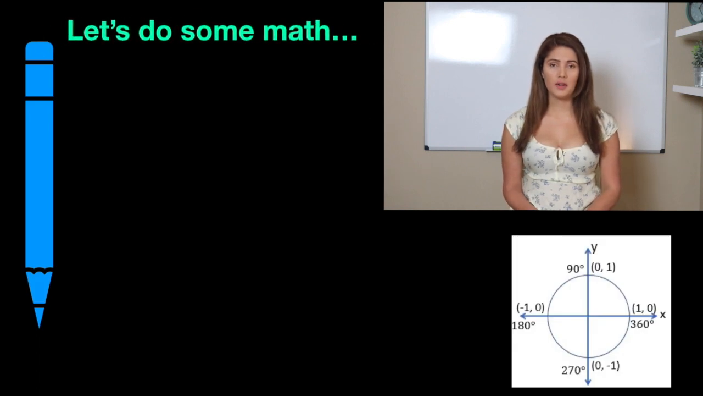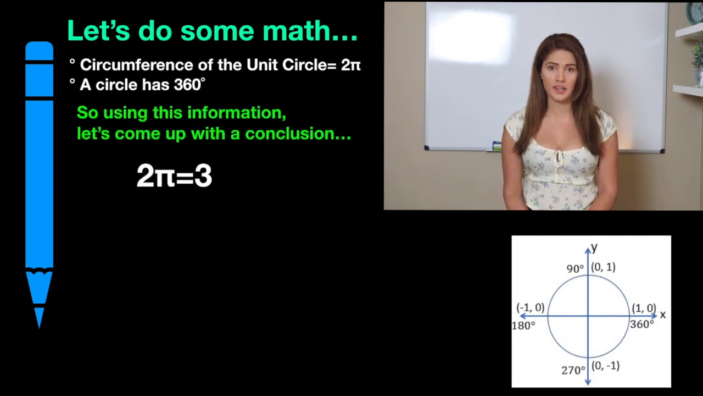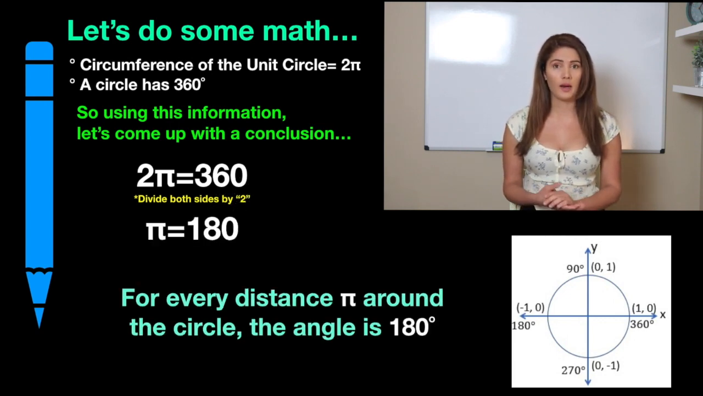Let's do some math. We know that the circumference is 2 pi and there are 360 degrees in a circle. So let's set 2 pi equal to 360. Divide both sides by 2. We have pi equal to 180. So for every distance pi around the circle, the angle would be 180 degrees.